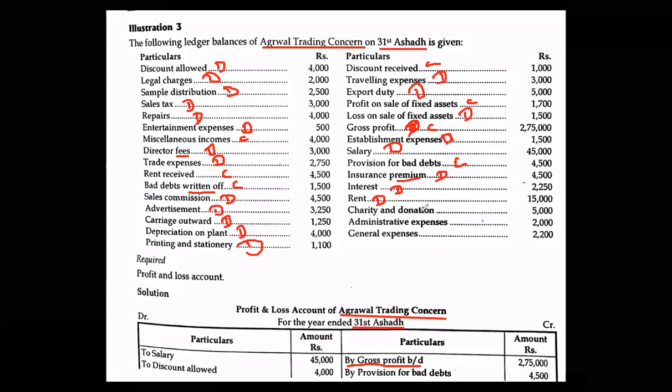So charity and donation, that means you are giving to some orphanage or some old age home or some ashram, that means you are also giving to someone. It is an expense. Administration expenses, by the name, expenses, debit. General expenses, okay, by the name, debit. In this way, if you fill it up, then you'll get something like this. Okay, so salary, discount allowed, and so on. Keep filling it up as you go.